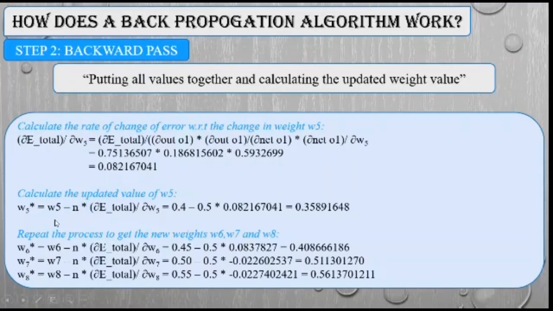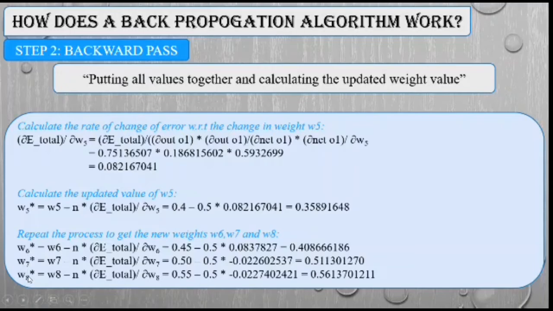Here I have taken it as 0.5, and upon substituting the values, that is W5, the initial value, which is 0.4, the learning rate is 0.5, and the gradient is 0.082, we get the new value for W5 as 0.35. Similarly, by applying the same procedure, we need to find the values for W6, W7 and W8.